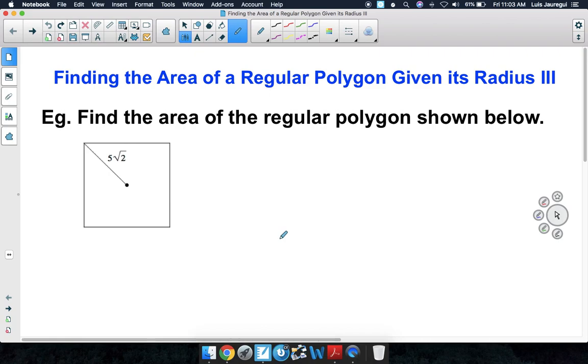Welcome. In this video, we'll be finding the area of a regular polygon given its radius, part 3. Let's take a look at our example. Example: find the area of the regular polygon shown below.